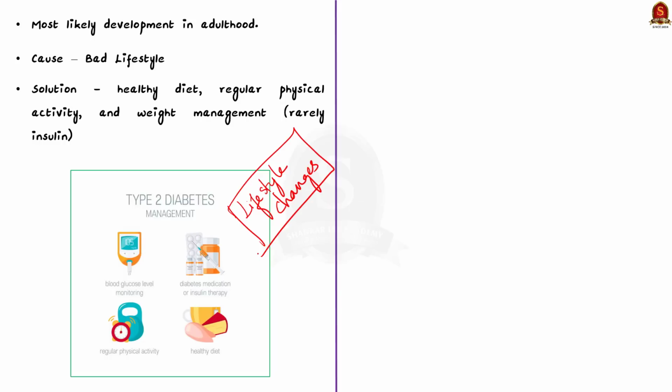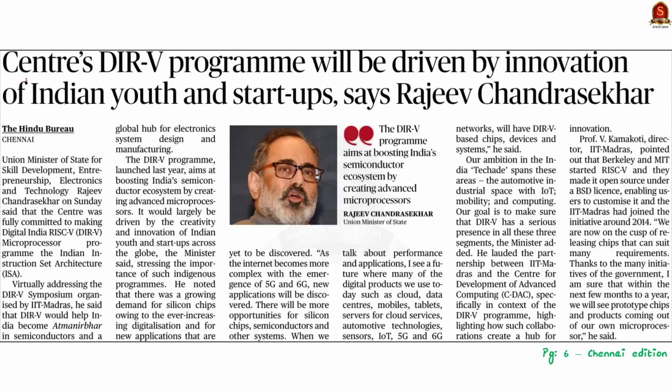With these learned points, now let us move on to the next news article discussion. Take a look at this article. Recently, our Union Minister for Skill Development, in a symposium organized by IIT Madras, mentioned that DIR-V would help India become Atmanirbhar in semiconductors. In addition to this, it will also make India a global hub for electronics system design and manufacturing. This is about the article given here.